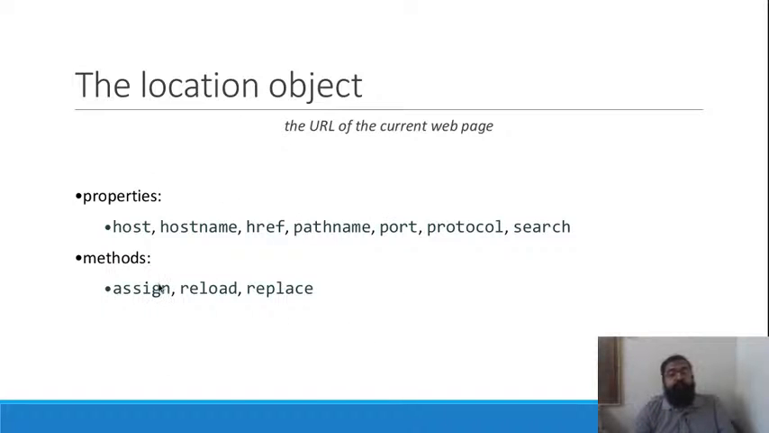Okay, so the properties include hostname, href, that is the link, pathname, port, meaning at what port are we looking. Are we looking at port number 80, which is the default HTTP port, or at some other port like 8080 or 8000? And the protocol, what kind of protocol are we looking at? Is it HTTP or HTTPS or FTP? And then you have search, and the methods associated are assign, reload, and replace.